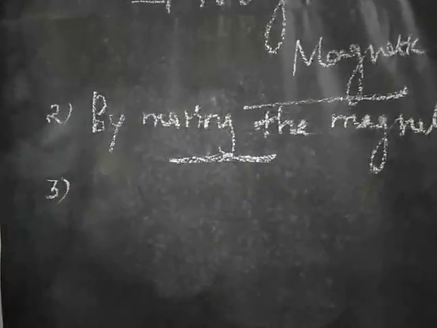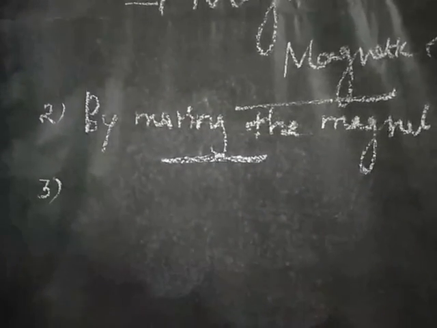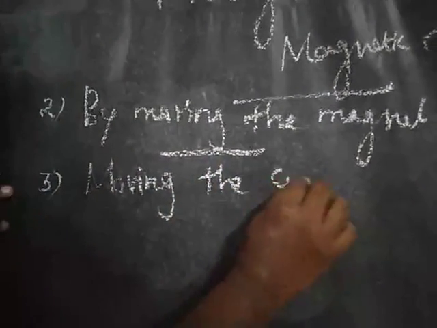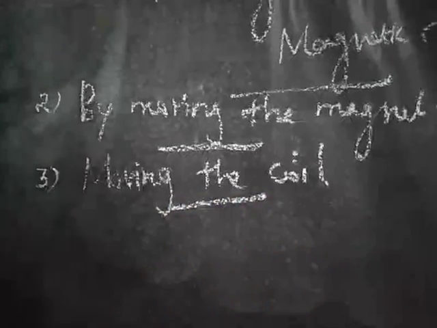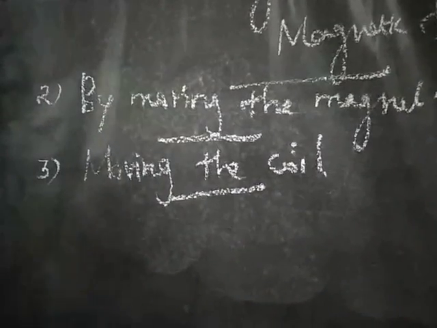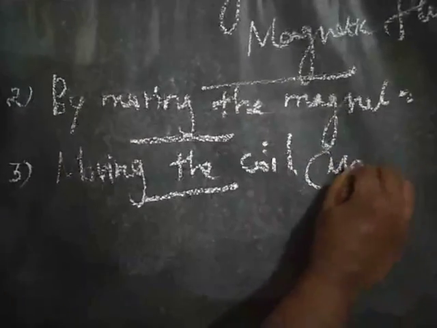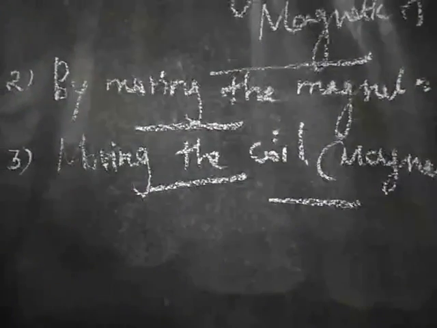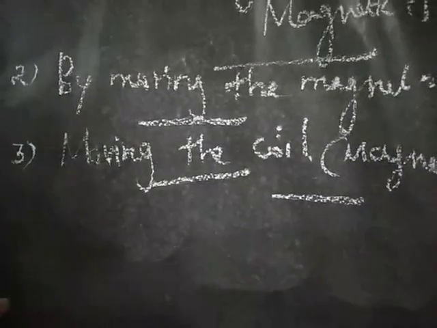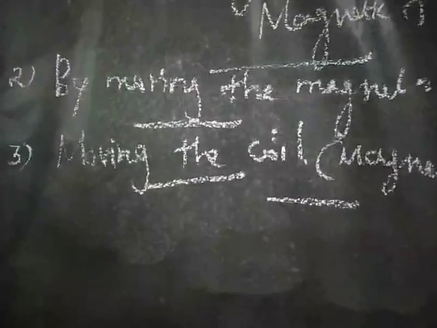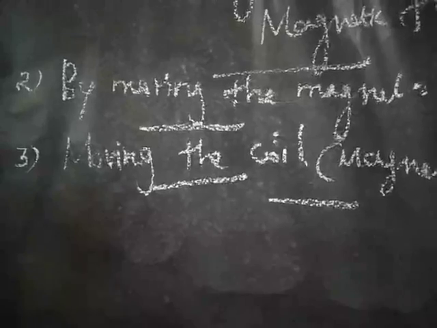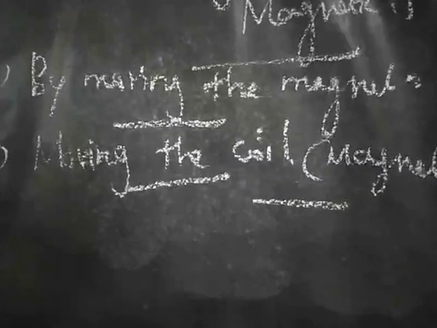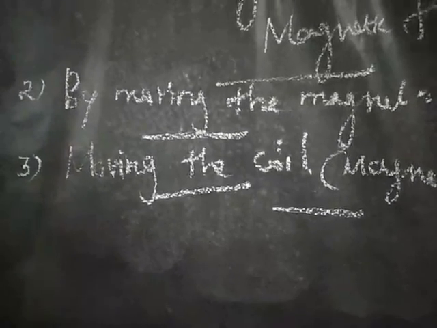Third one, electromagnetic induction by moving the coil. We keep the magnet in a permanent position and move the coil up and down. So automatically voltage is produced. Which one is produced? Electromotive force. That is called electromagnetic induction.